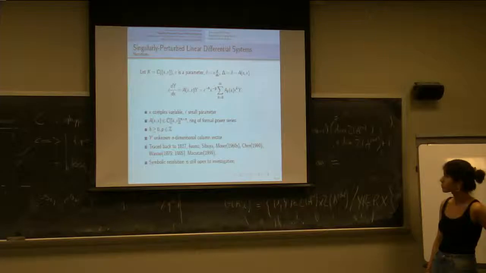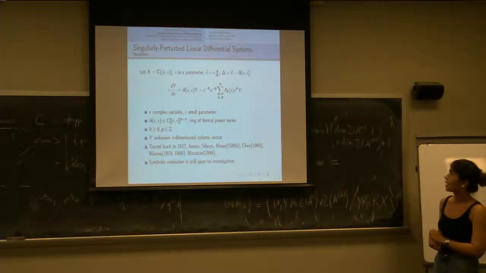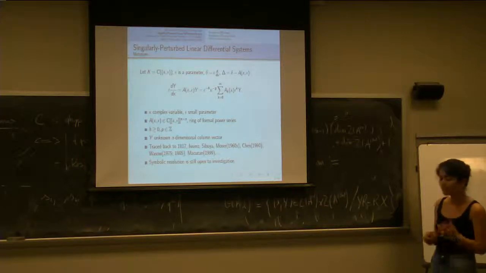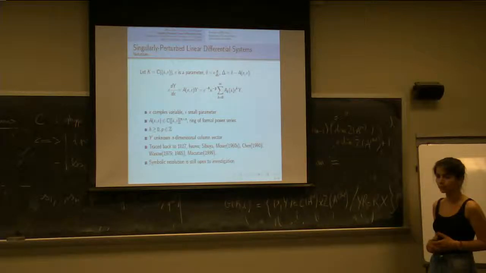So AK of x belongs to? Yes, here AK of x has its entries in the formal meromorphic power series. So x may contain poles.